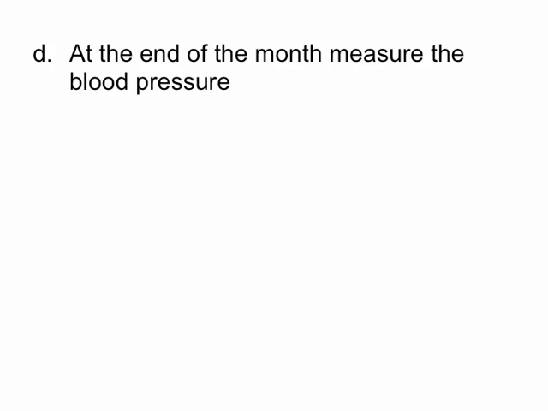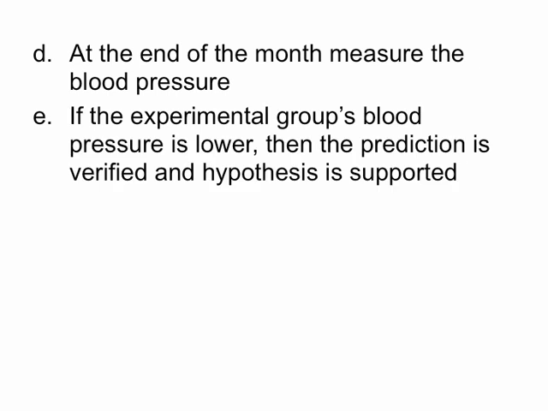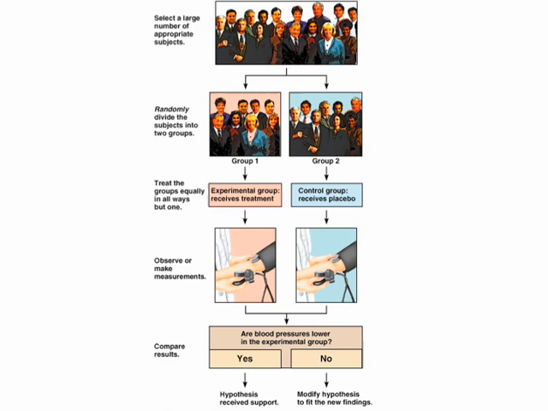At the end of the month, we're going to measure the blood pressure of the individuals in the experiment. If the experimental group's blood pressure is lower, then the prediction is verified and the hypothesis is supported. However, that's not always going to be the situation.